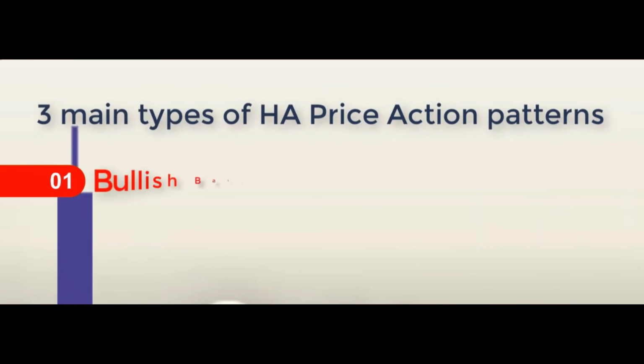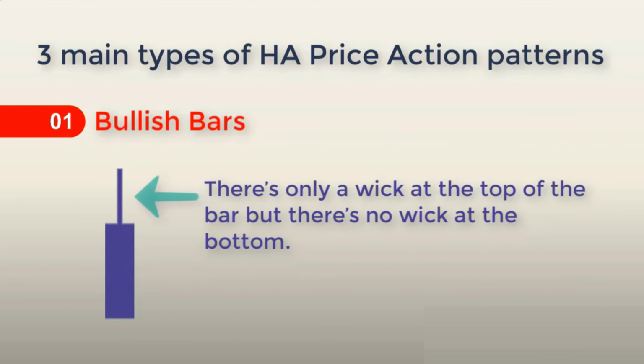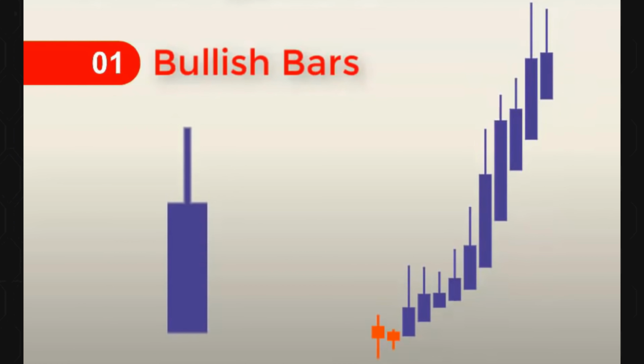First, bullish bars. With the bullish Heiken Ashi bars, you will notice that there's only a wick at the top of the bar, but there's no wick at the bottom. As long as this is an up bar with no wick at the bottom, we consider this a bullish signal.